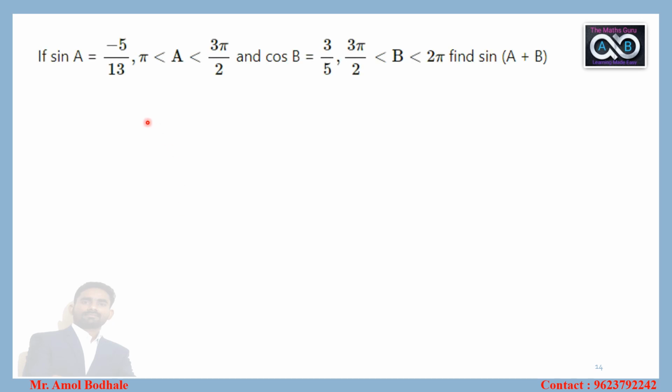Let's see one more example. If sin A is equal to minus 5 upon 13, where A lies between pi and 3 pi by 2, that is 180 and 270 degrees, and cos B is 3 upon 5, where B lies between 3 pi by 2 and 2 pi, that is 270 and 360 degrees. So here A belongs to the third quadrant and B belongs to the fourth quadrant. Then find sine of A plus B.